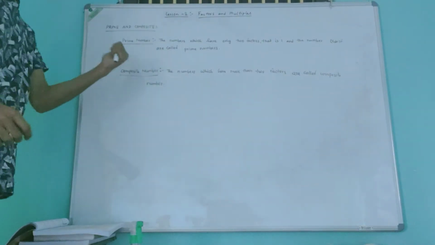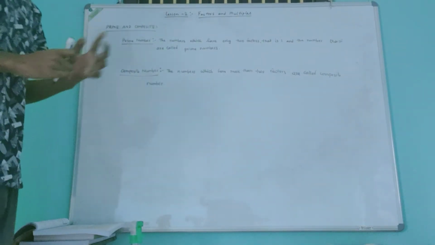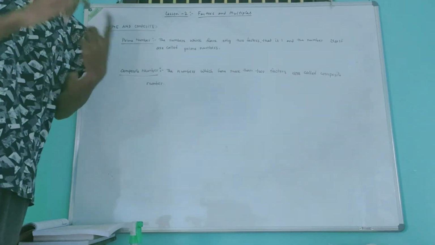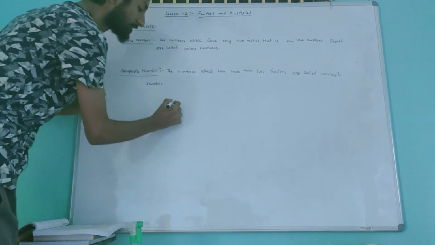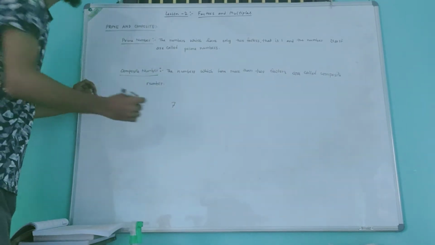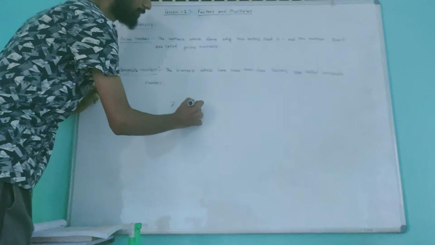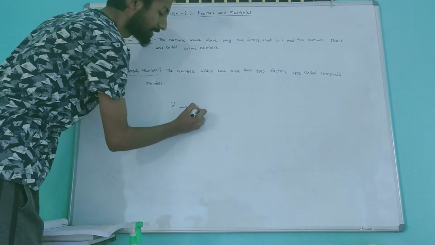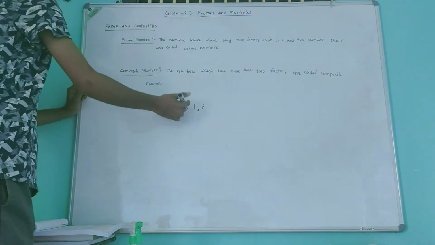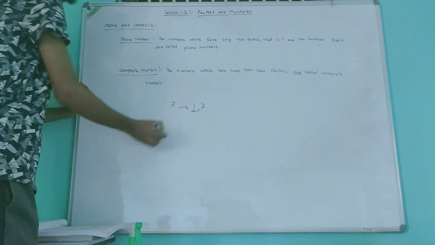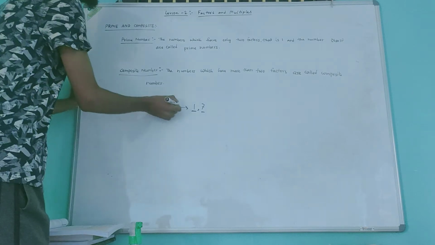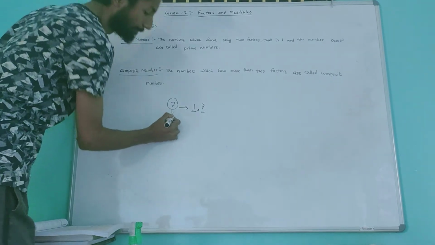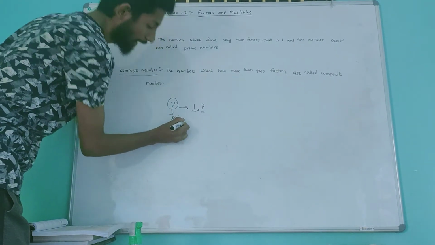Now we will read the prime number and the composite number. Prime numbers are the numbers which have only two factors, that is 1 and the number itself. Then they are prime numbers. Suppose we write 7. 7 has two factors. You will see it can be divisible by 1 as well as 7. That means it is only divisible by two numbers, which are 1 and itself. So this 7 will be called a prime number.